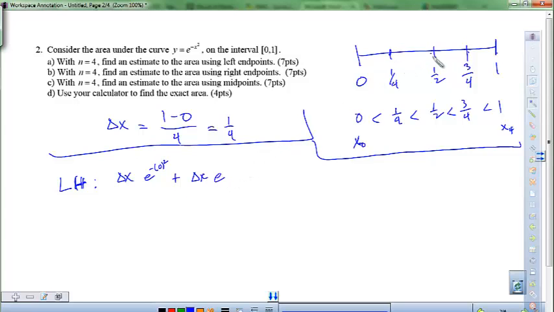So for our second interval using the left endpoint, we're going to choose 1/4 to put into our function, and then for the third interval between 1/2 and 3/4, we're going to plug in 1/2, and then for the last interval between 3/4 and 1, we're going to put in 3/4.